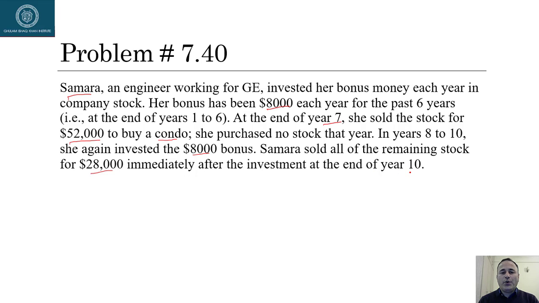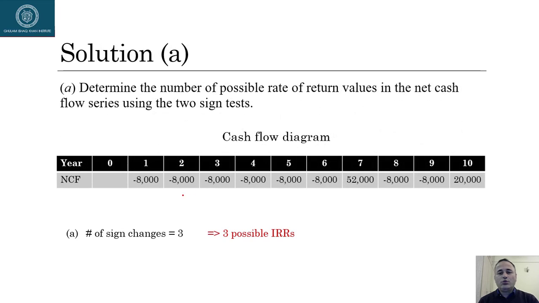So the problem is straightforward. Samara is getting $8,000 in bonus each year. In the first 6 years, she invested all the money in buying company stocks. In year number 7, she sold the stocks for $52,000 and bought a condo. In years 8 to 10, she again invested $8,000 in company stocks, and she sold those stocks for $28,000 in year number 10. So let's go through the questions.